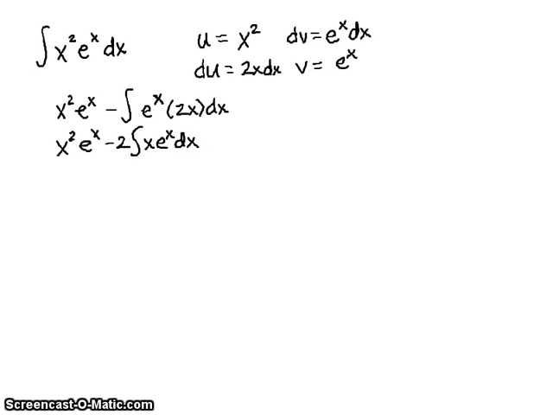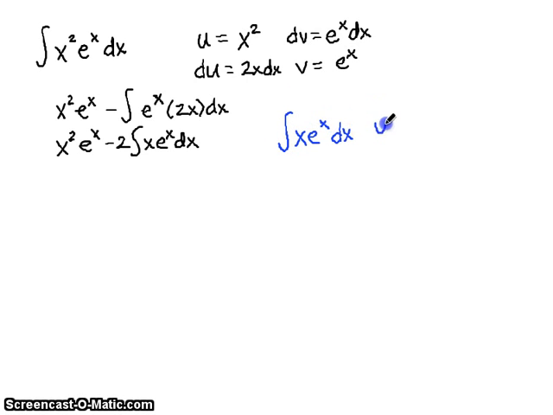So we have x squared e to the x minus 2 times the antiderivative of x e to the x dx. Once again, if we're trying to take the antiderivative of x e to the x dx, our plain old u isn't going to work. u would be x, du would be dx, and we have an extra x involved. So over in blue, we'll take the antiderivative of just x e to the x dx.